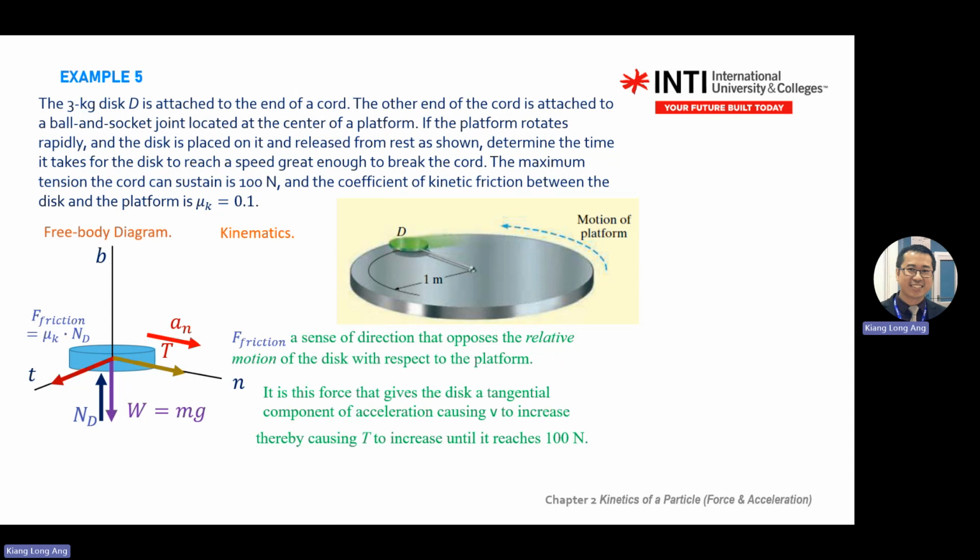So kinetic diagram, you have two directions. Again, kinetic, chapter 2, you only deal with acceleration. So don't go and put velocity. If you put velocity, if you put V here, it means you go into a chapter 1 question. Chapter 1, you deal with S, V, A, T. Here, chapter 2, you deal with acceleration.